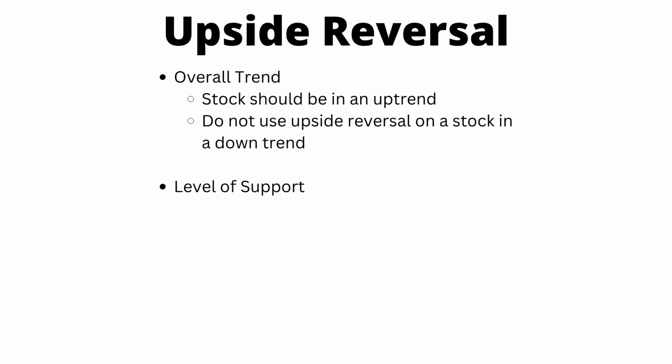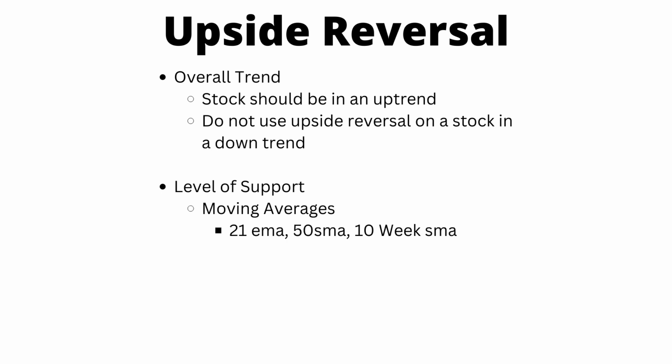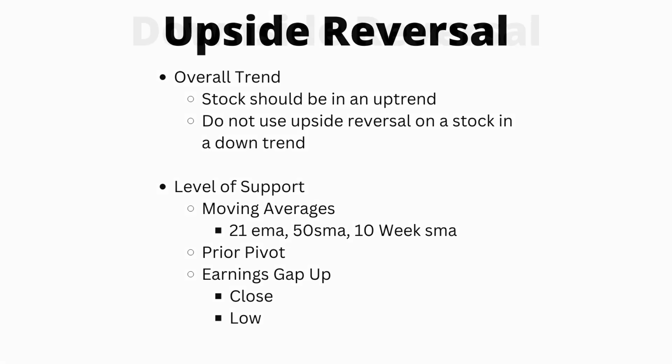The next thing to consider is the level at which the reversal bar forms. This should ideally be at a level of support where price is likely to bounce and continue in the direction of trend. This could be a moving average like the 21 exponential moving average, the 50-day or the 10-week simple moving average. It could also be at a prior pivot area or an earnings gap up high volume close or the low of that day. The important thing is it takes place at a possible area of support on the chart.